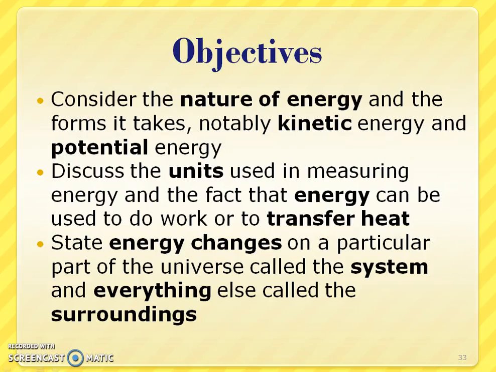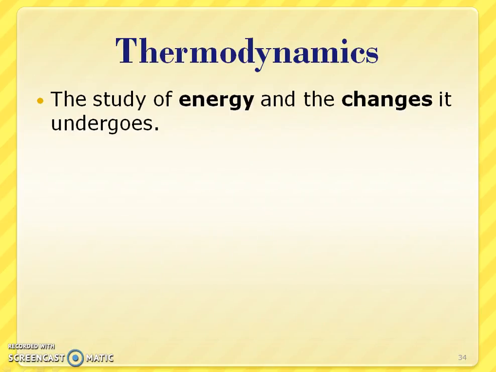So there's lots of objectives. The nature of energy, talking about kinetic and potential energy, thinking about the units, thinking about energy being transferred, and we're going to talk about how state energy changes on a particular part of the universe called the system, and everything else is the surroundings. So there's always two parts that we're going to be talking about: the system, which is actually the process or the reaction that's happening, and the surroundings is everything else.